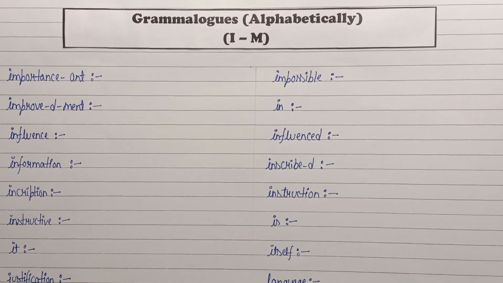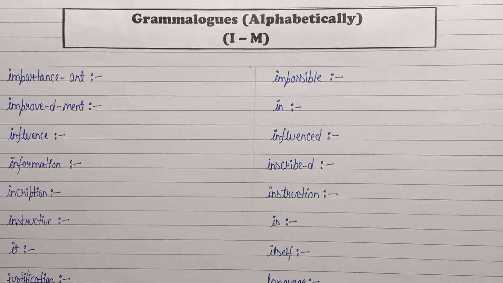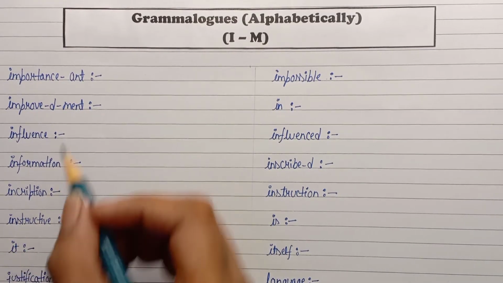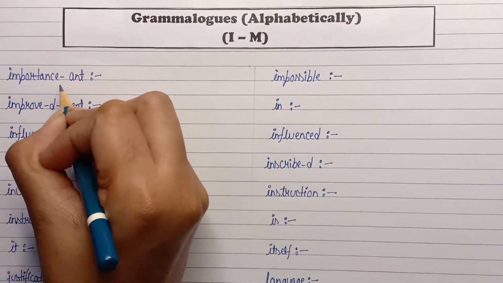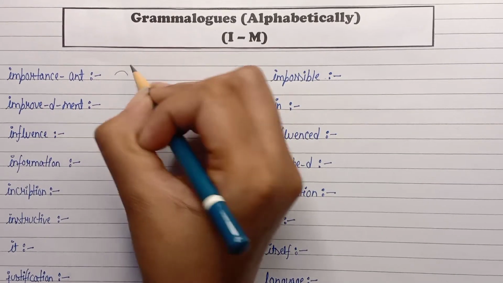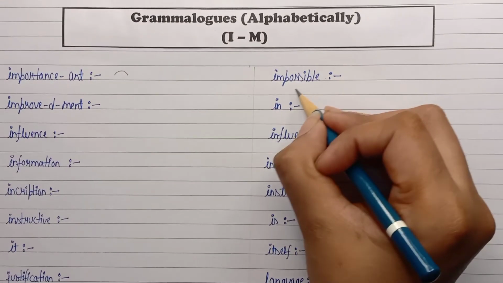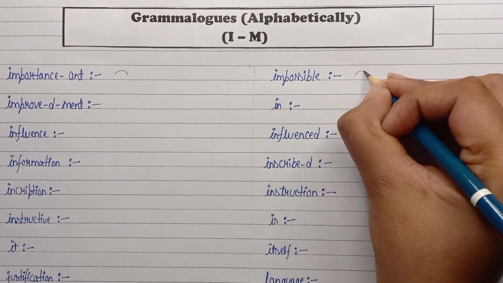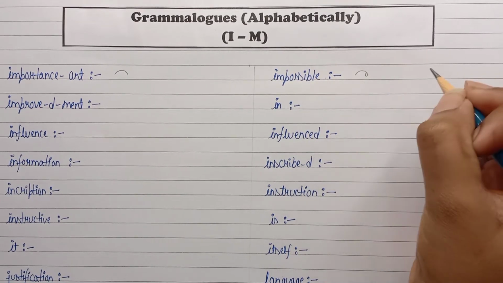Grammalogues alphabetically, I to M. First Grammalogue is importance or important. For both the words we use the same Grammalogue or outline. So for importance or important is M, simply M. Next is impossible. So we add S after M, impossible.